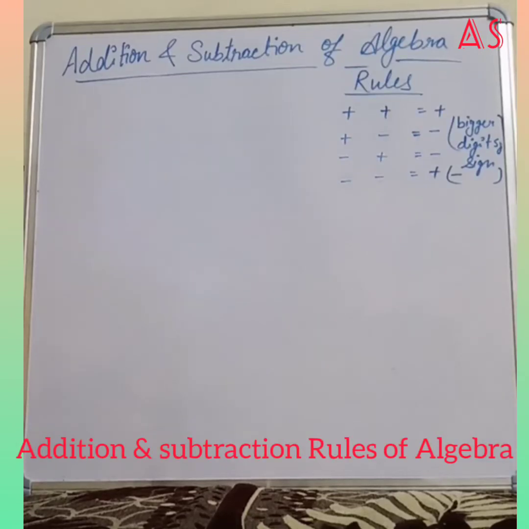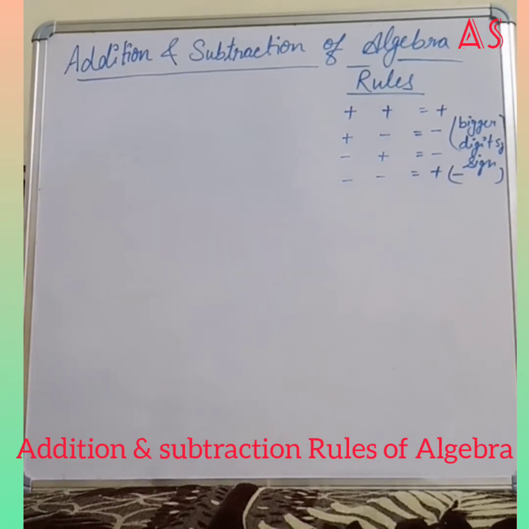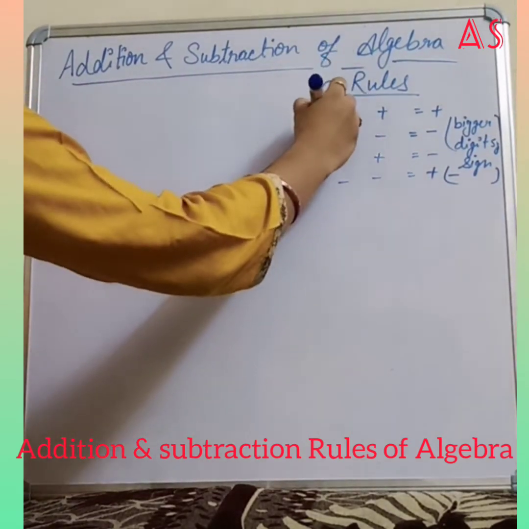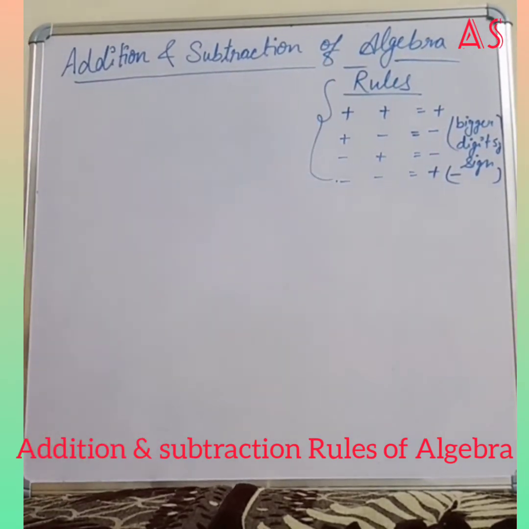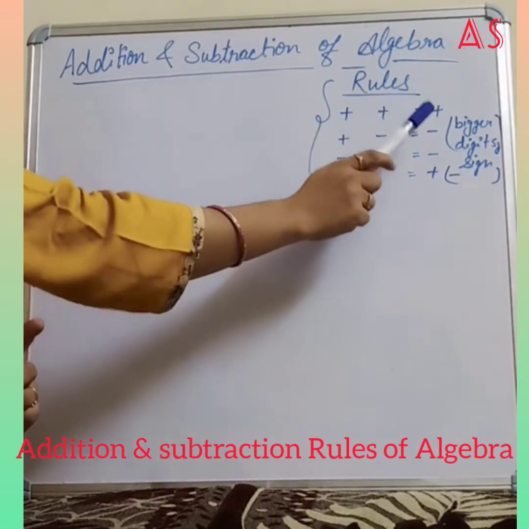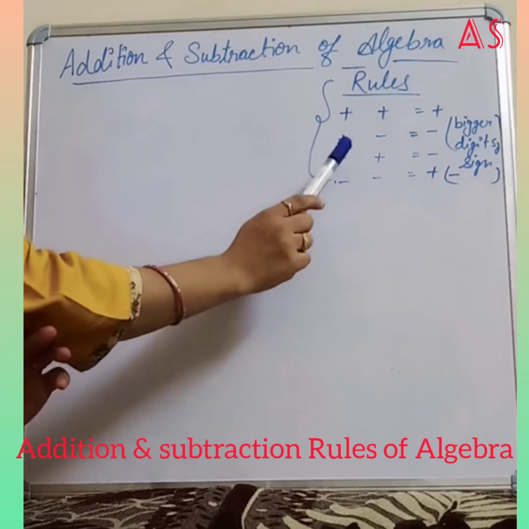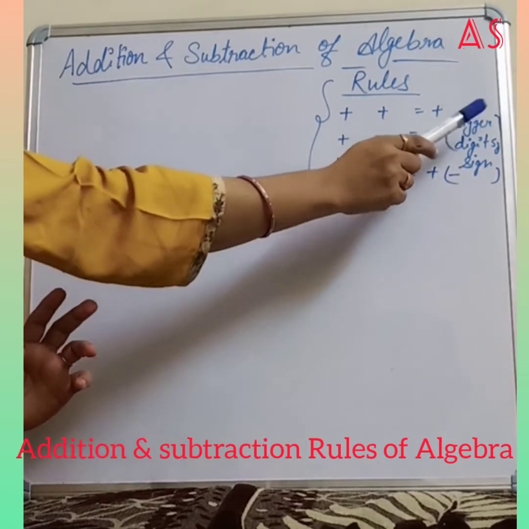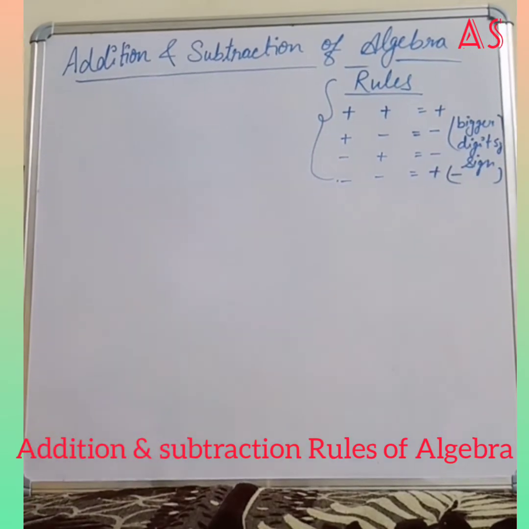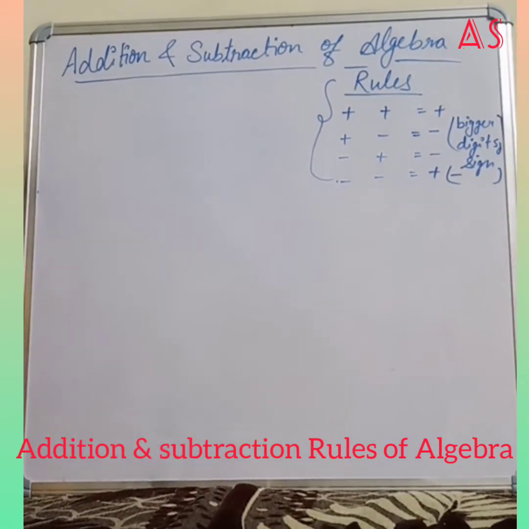Good morning all. Today our topic is addition and subtraction of algebra. So how to do addition and subtraction in algebra? These are the integer rules we will follow. Already you know about these rules. Plus plus is plus, plus minus is minus, bigger digit sign. Minus plus is minus, bigger digit sign. And minus minus, but sign always minus.